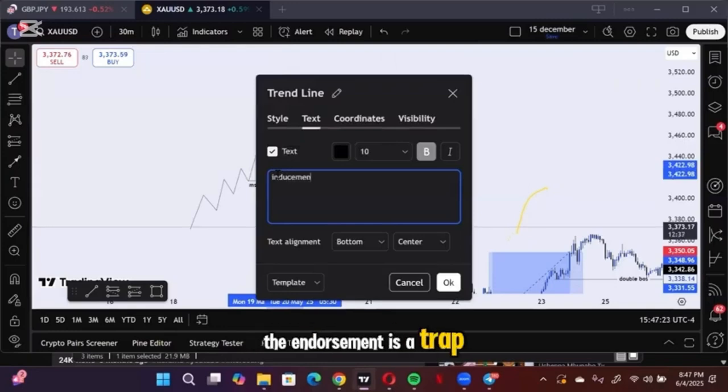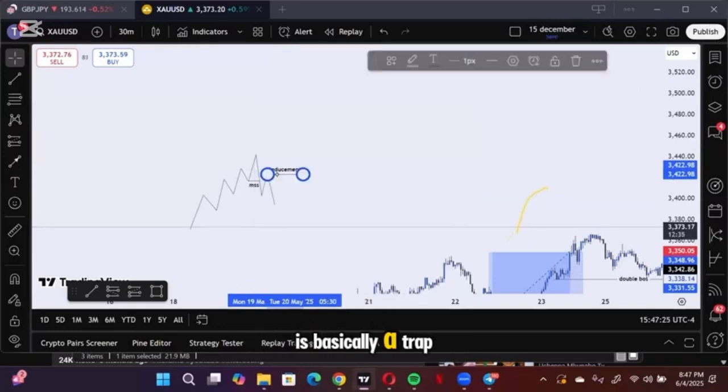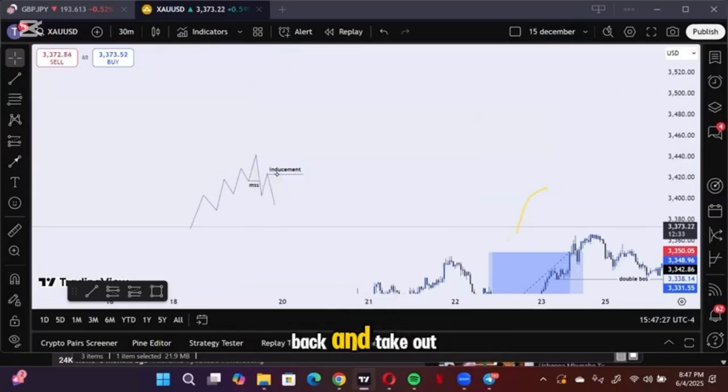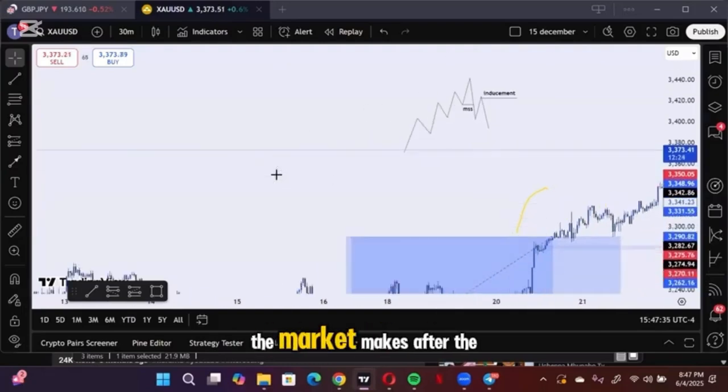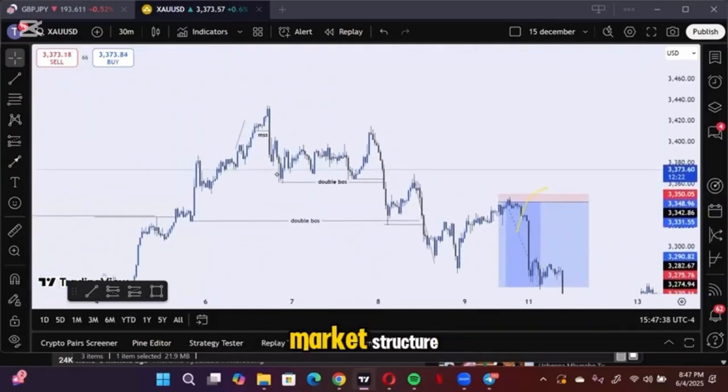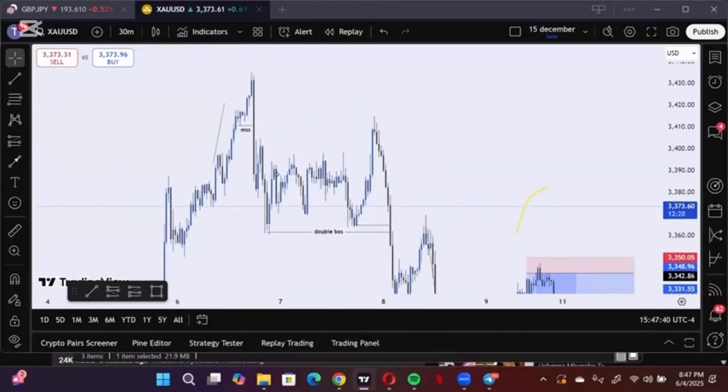The inducement is a trap in the market. It's basically a trap that markets will eventually come back and take out before it triggers your main point of interest. So that is what your inducement is, the pullback that market makes after the break of structure or the market structure shift. So in this scenario here, market was on a previous uptrend.